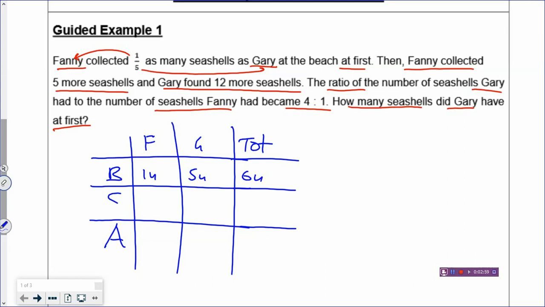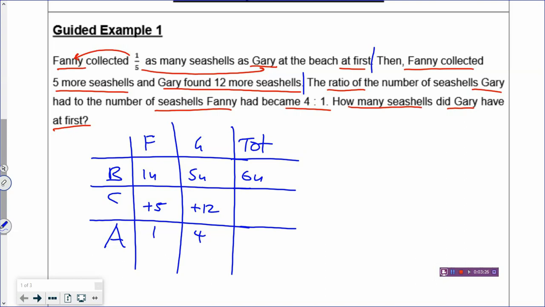Very straightforward. Then Fanny collected 5 more, so just plus 5. In the boxes under the change, you have either plus or minus, or sometimes divide and times as well. And then Gary found 12 more, so you plus another 12. Then the ratio of seashells Gary had to Fanny became 4:1. Be very careful with the order. Gary comes first, so 4:1.